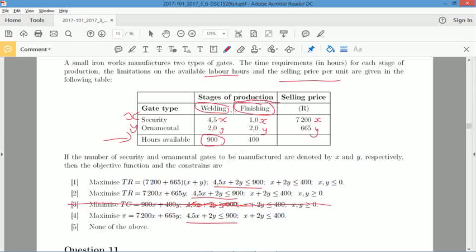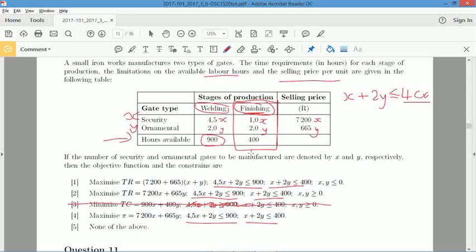Then with the finishing, same thing applies here. So now you've got 1x, which is x, plus 2y must be less than or equal to 400 hours because that's the finishing. So you can't use more than 400 hours there. So x plus 2y less than or equal to 400, that's fine. X plus 2y less than or equal to 400, that's also fine. Great.